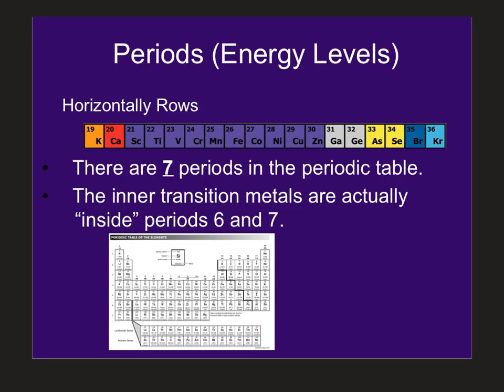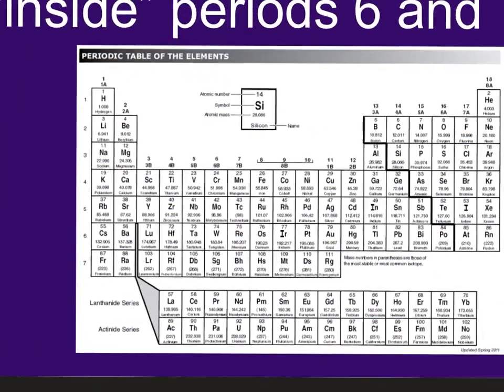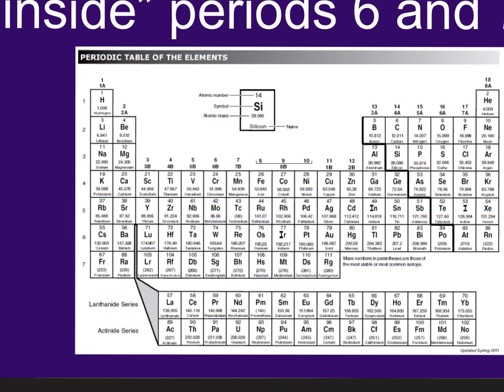The horizontal rows on the periodic table are also just as important. Remember, the horizontal rows are called periods. Periods show the number of energy levels. There are 7 periods on the periodic table, which can be seen on the left-hand side over here, okay? And these 2 lower levels you can see get inserted in period 6 and period 7.